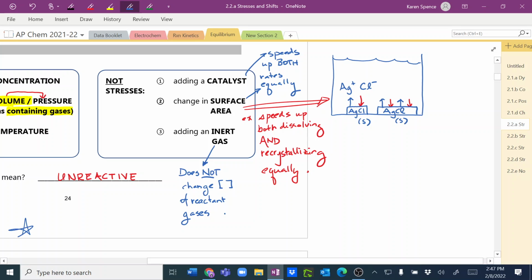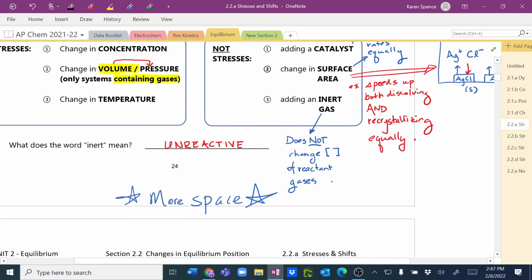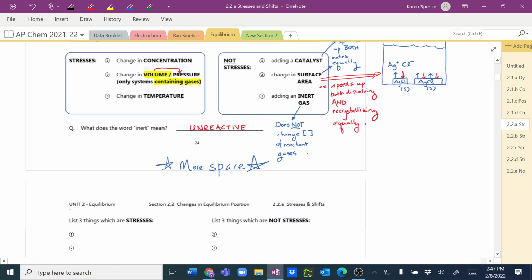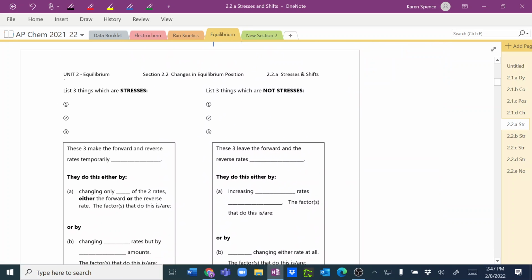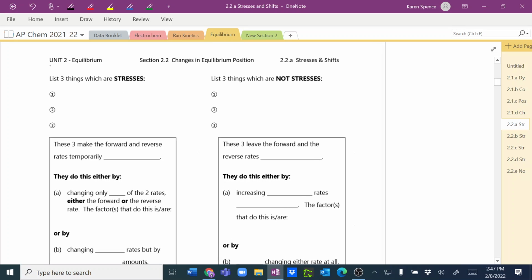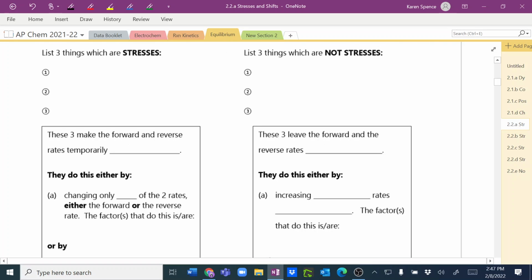I'm going to put a little star here and put more space for next year. Presuming I have time this summer, I'll go through and do these things. Okay, so this is just a place for you to practice listing 3 things which are stresses and 3 things which are not stresses. Can you do it? Go.